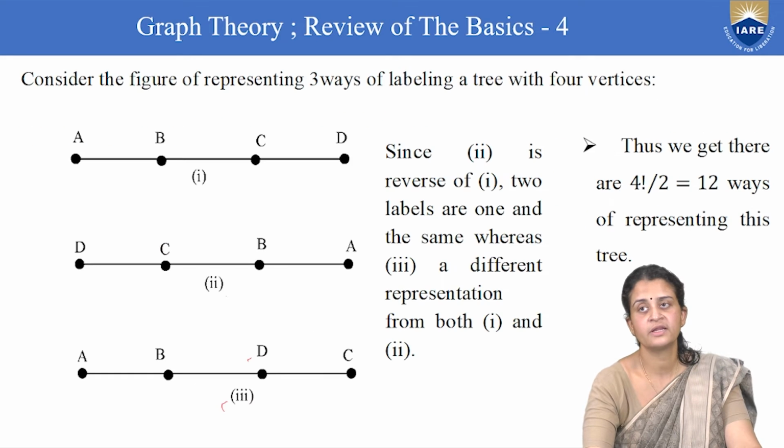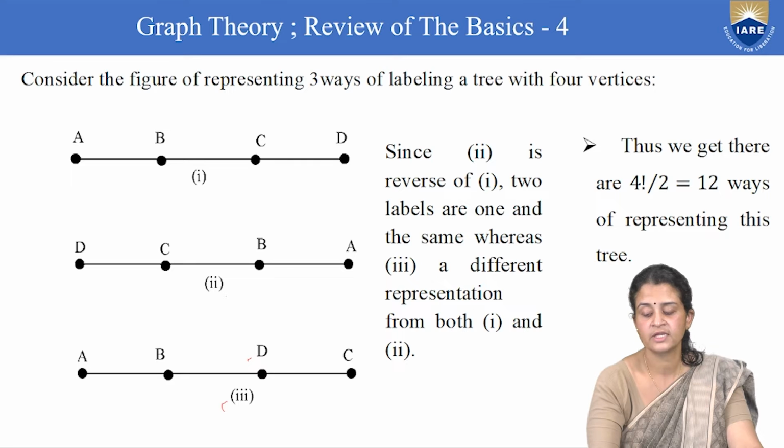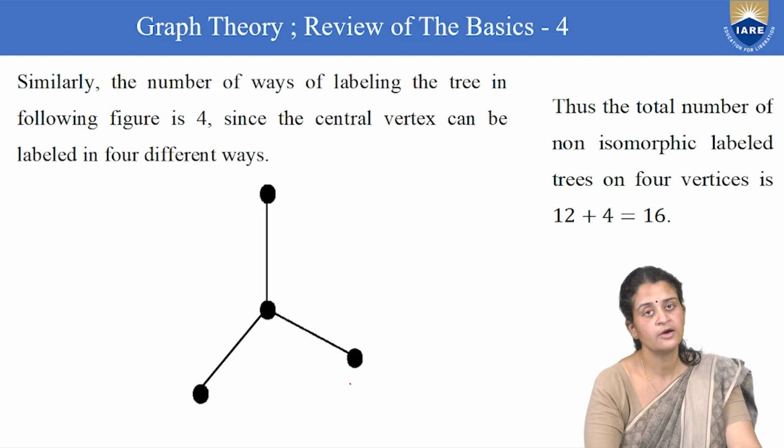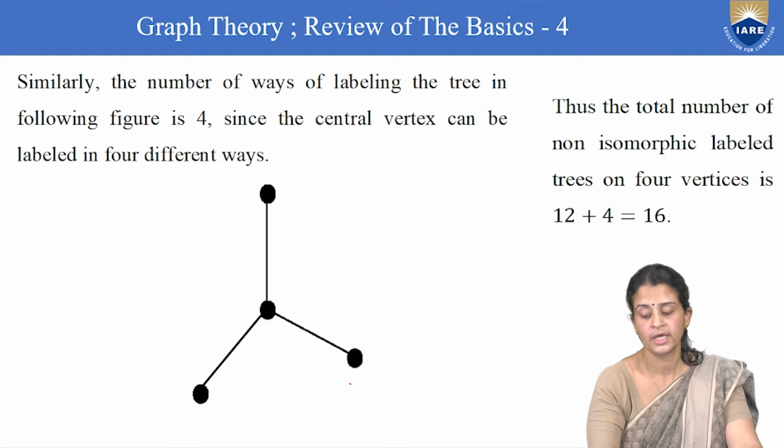Earlier we have seen that if we represent it like this, we can have 12 different ways, and if we represent it like this, we will have 4 different ways. That is, a tree with 4 labeled vertices can be represented in 16 ways. Now we will see how this representation looks.